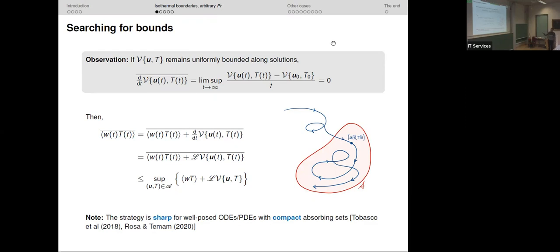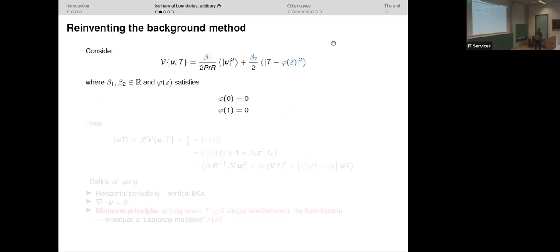And also, in fact, most of the work goes into constructing this function V, right? The strategy doesn't tell us how to construct this and what this should look like. So we could settle for a suboptimal V and find conservative bounds. Even then, it's not clear what one should do. But luckily, Charlie Doering and Peter Constantin 30 years ago told us what to do. It turns out that the background method that's been used so successfully in the past 30 years is a particular application of this general strategy.